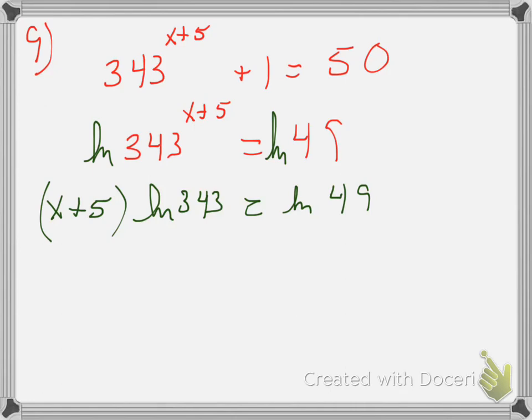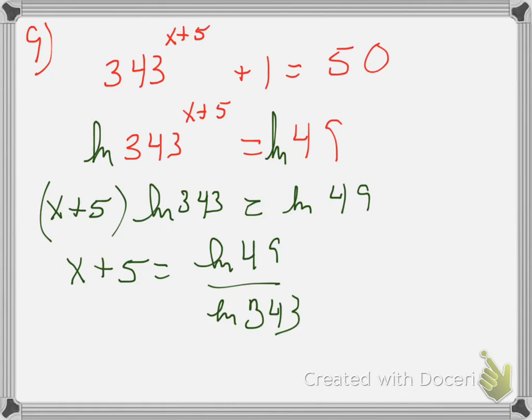Instead of doing the distribution here, I can go x plus 5 equals the natural log of 49 divided by the natural log of 343. Right, we can do that because there aren't any x's on the right hand side. So then what we can do is just subtract 5 from each side, and x equals the natural log of 49 divided by the natural log of 343 minus 5.